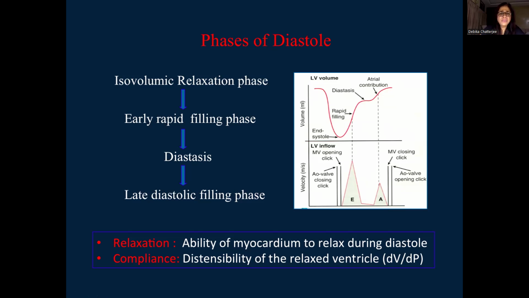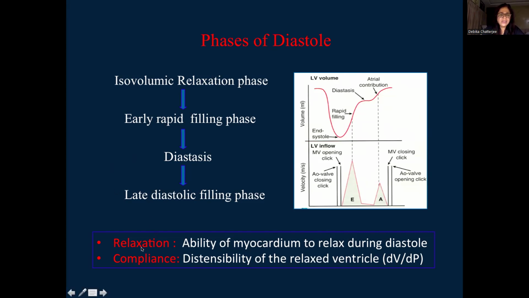So if you see these phases, there are two factors which are responsible for this normal diastole. One is the relaxation, which happens in the isovolumic relaxation phase. It is the ability of the myocardium to relax due to the removal of calcium ion from the myocardium, and also the compliance, the distensibility, the power of distensibility of the relaxed left ventricle, in order to receive the blood from the left atrium. So this is called compliance.